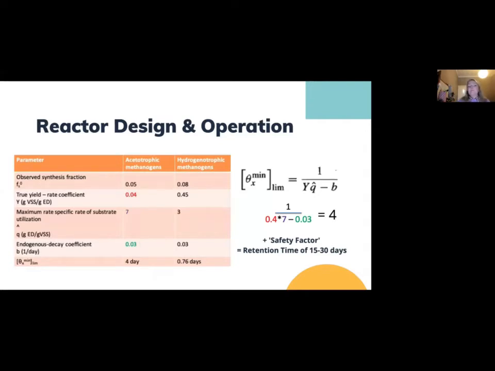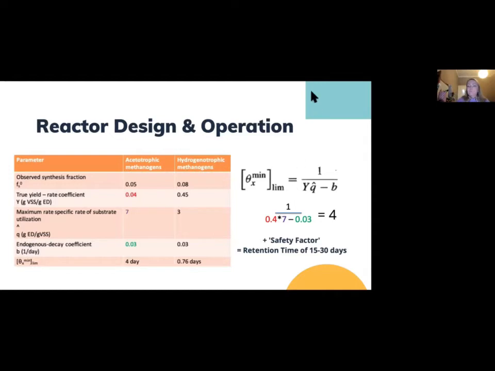So this table describes the kinetic parameters for the acetotrophic and hydrogenotrophic methanogens. And it shows some really important factors to consider when looking at AD technologies. Looking at the two methanogenic groups, we can see that the observed synthesis fraction varies between the two, and the true yield and rate coefficient vary greatly between the two groups. And so once we get past the initial hydrolysis of a substrate, it's fair to say that methanogenesis is the rate limiting step in the anaerobic digestion reaction.